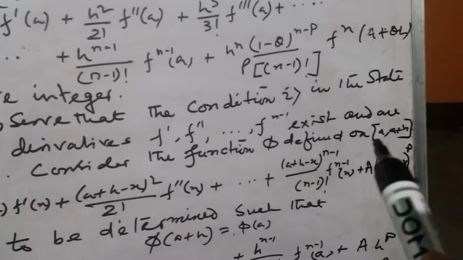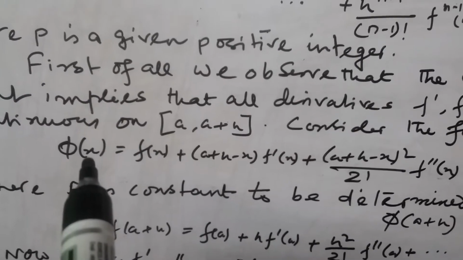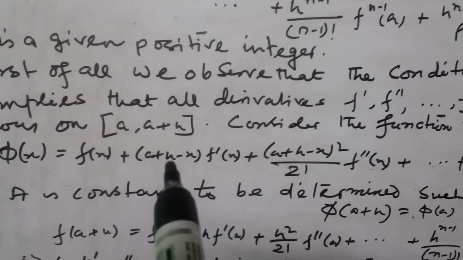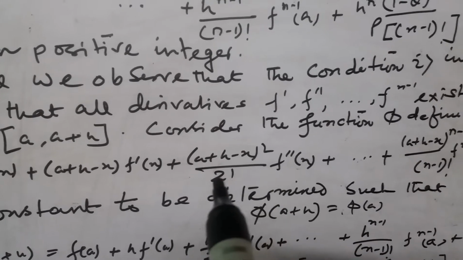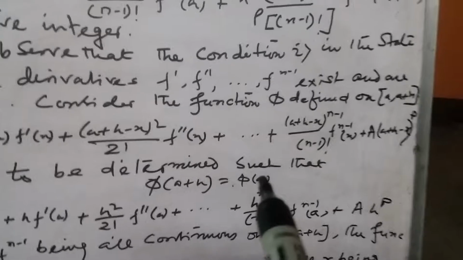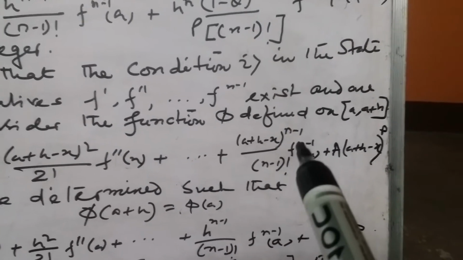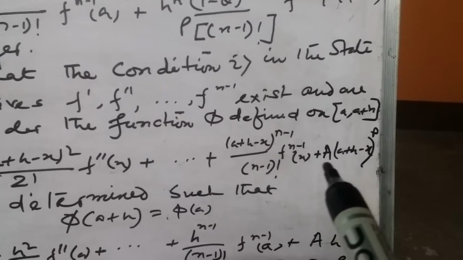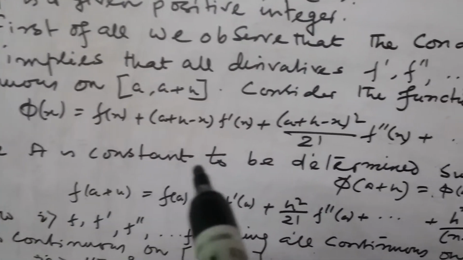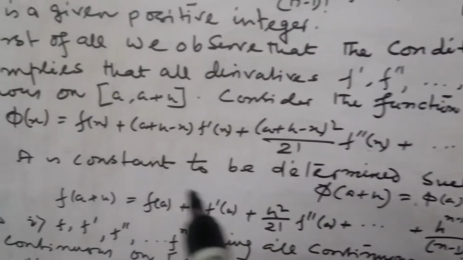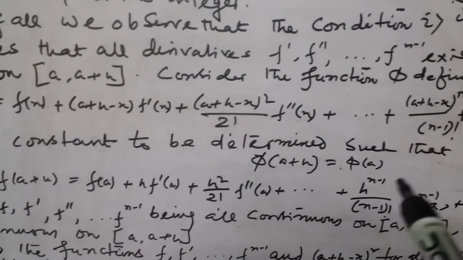a function phi defined on the closed interval [a, a+h], such that phi(x) equals f(x) plus (a+h-x) f'(x) plus (a+h-x) square by factorial 2 f''(x), and so on up to (a+h-x) to the power n minus 1 by n minus 1 factorial f^(n-1)(x), plus lambda times (a+h-x) to the power p, where lambda is a constant to be determined such that phi(a+h) is equal to phi(a).